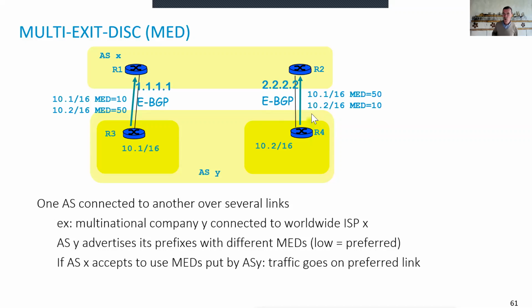Conversely, R4 will also advertise 10.1, but with the reverse priorities. The intention here is to say, I want the traffic to 10.1 to go via this link rather than this one, because now inside the network, we will have two routes and two next hops to 10.1, one learned from R3, one learned from R1, and we want to guarantee that the priority is always given to the one learned from R3 here, because it has the smallest MED.